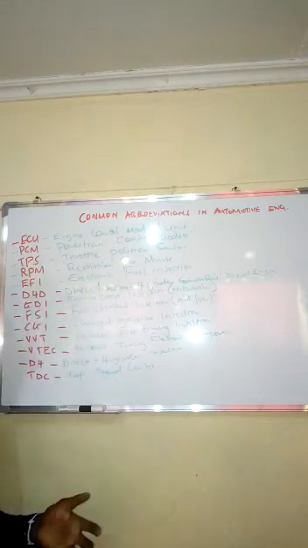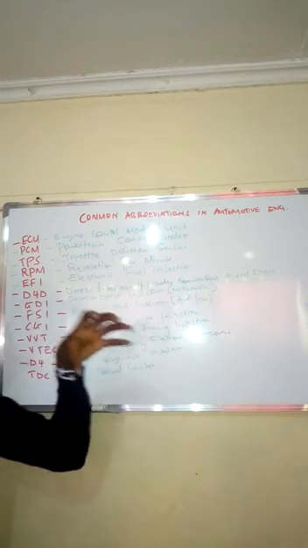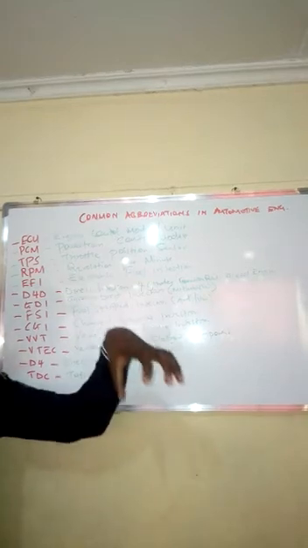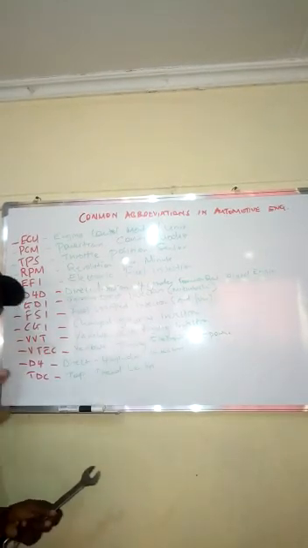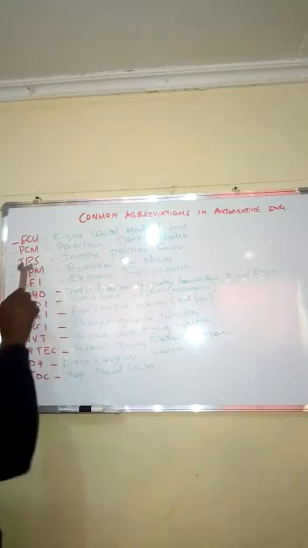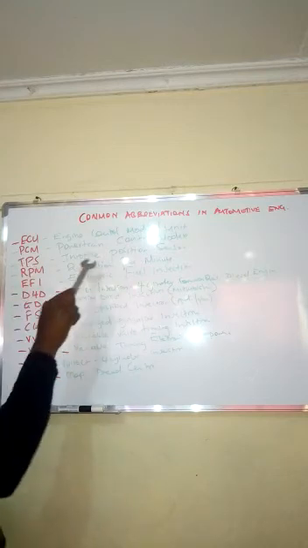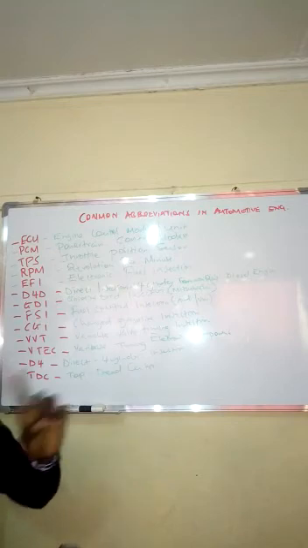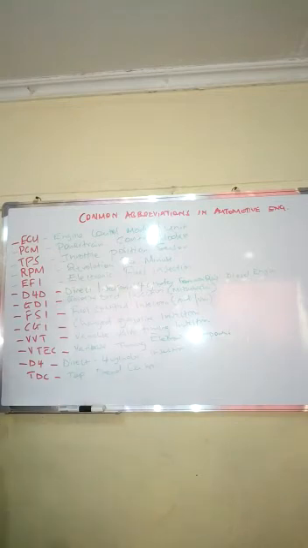We have the TPS. This is the throttle position sensor located right at the valve body and the engine, so that when the driver accelerates or presses the accelerator pedal, this particular sensor, the throttle position sensor, senses how far the pedal is being accelerated.